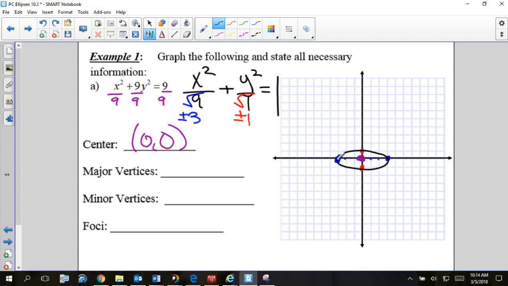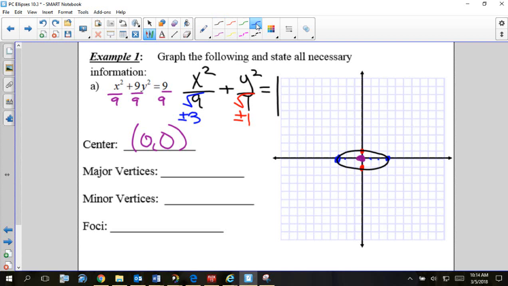So we have to write down the major vertices, the minor vertices, then we'll find the foci and we'll graph them. So the major vertices and the minor vertices, you can find them from the graph. I just graphed them. Or you can also use the information here. So I'm going to use the information, but they should line up with the graph.